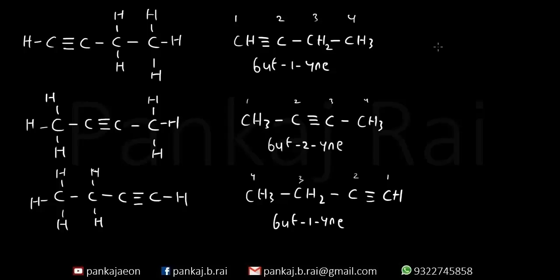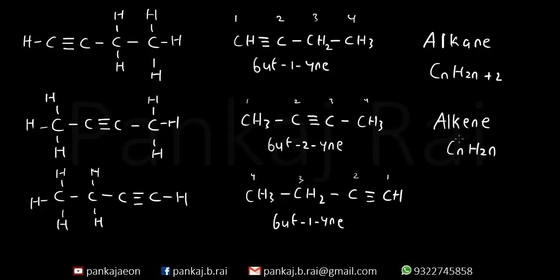Now coming towards the general molecular formula. As you can remember, the alkanes have general formula of CnH2n+2. Now due to the presence of double bond in alkenes, they have 2 hydrogens less, so they have the general formula of CnH2n. Now there is presence of one more bond, the third bond. Because of the third bond there are 2 more hydrogens which are less, so the alkynes have the general formula of CnH2n-2.